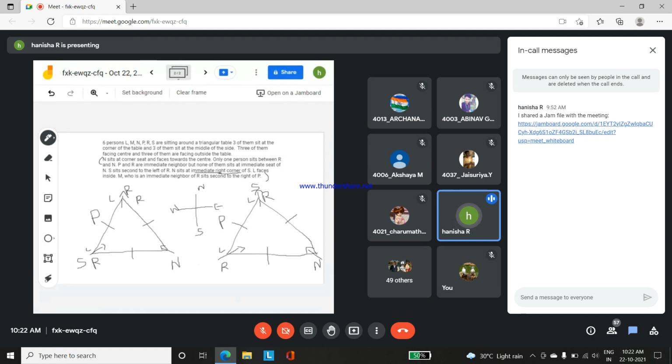Next, L faces inside. We do not know where L comes, but wherever L comes, L will face inside. Then M, who is an immediate neighbor of R, sits to the right of P. So M is the immediate neighbor of R. So the only position left for M is this, because the other immediate position is filled with P in both the cases. Sorry, this is not R. R is over here.